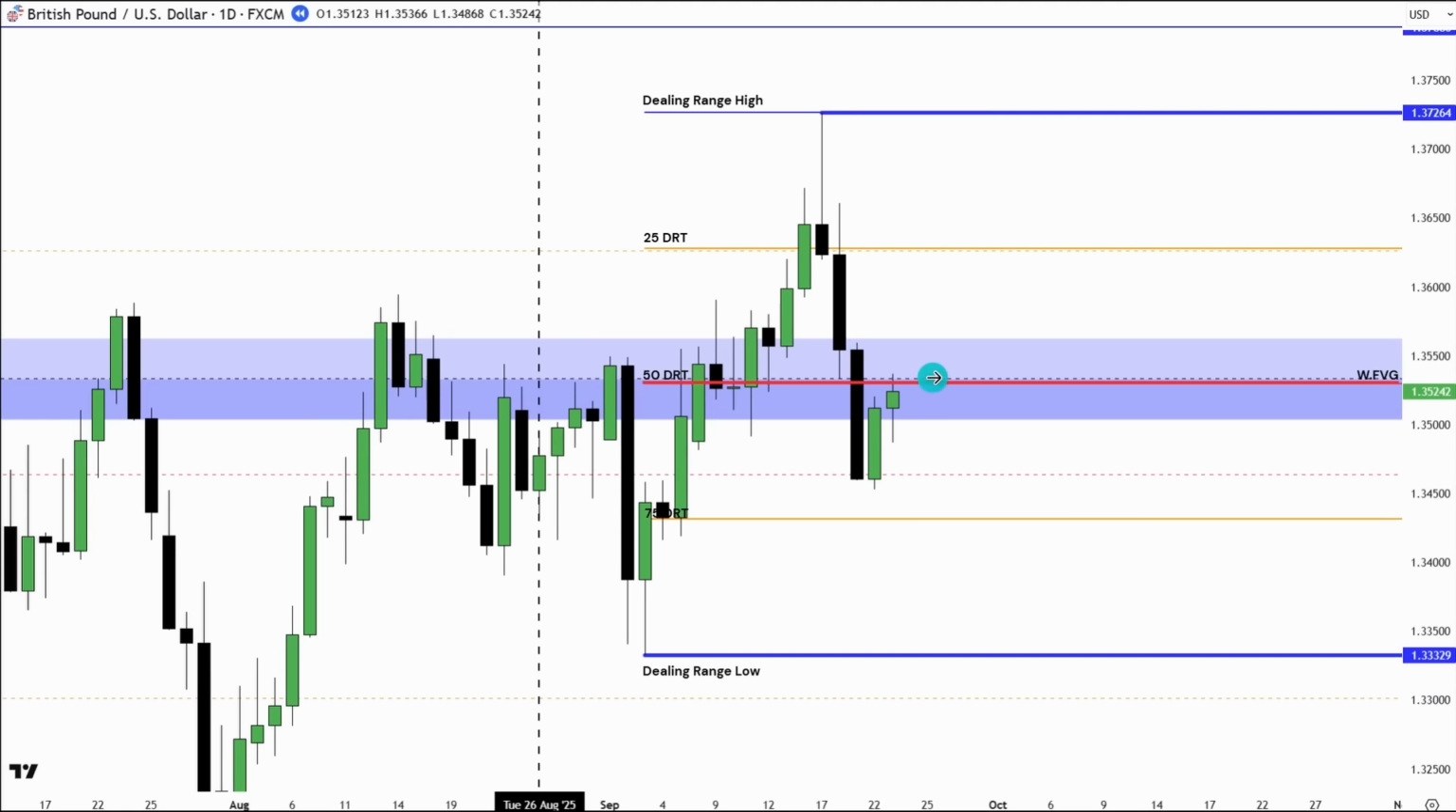Also, with this 50 DRT level being in very close proximity to the consequent encroachment of the weekly fair value gap, as you can see here in this black dotted line, this again is further clues that a setup may be forming here on the lower time frames.